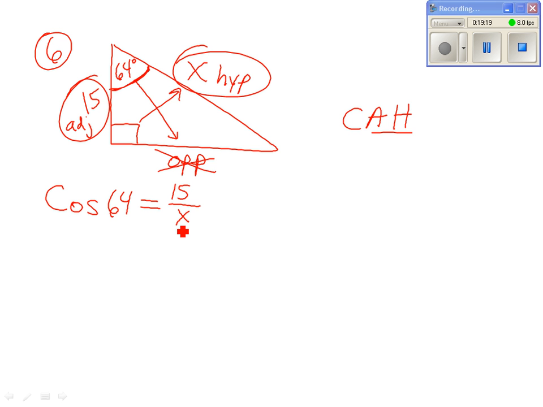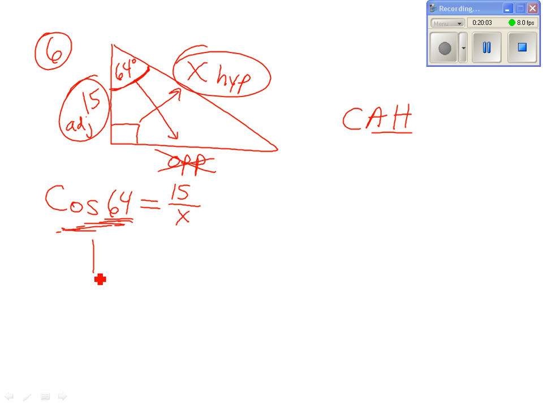Now this one's a little different than the other one because you can't just grab your calculator and let it do all the work. What you have to do is watch carefully, and I'm going to show you. You have to put a 1 underneath that every single time. Take your calculator and figure out what the cosine of 64 degrees is. So we take our calculator, and this time instead of hitting second cosine, you just hit cosine 64.